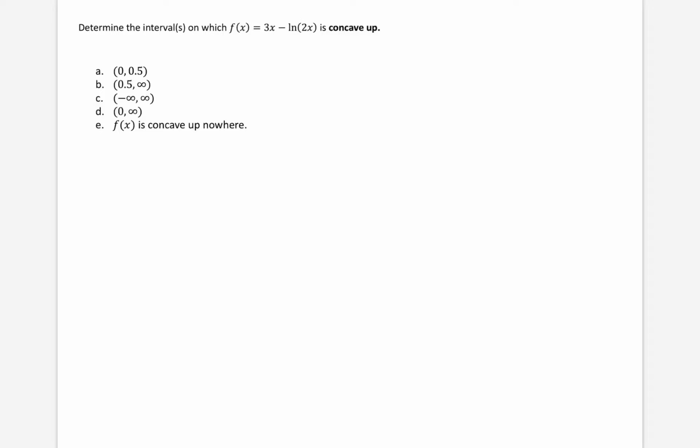So let's determine the interval or intervals on which f of x equals 3x minus ln of 2x is concave up. Well, the values where that original function is concave up are the values that make the second derivative positive. So let's figure out what the second derivative is.